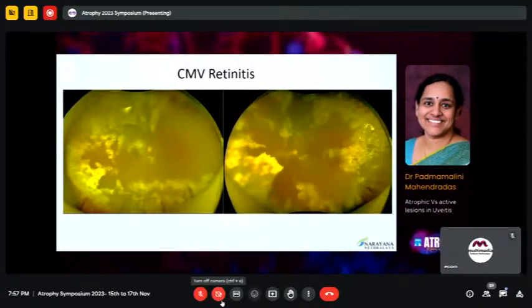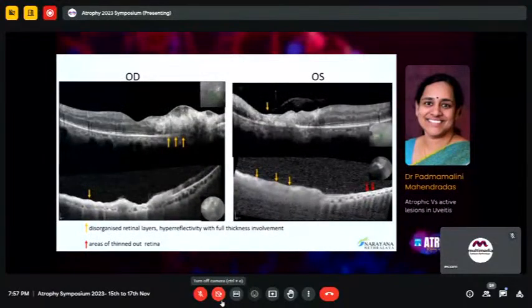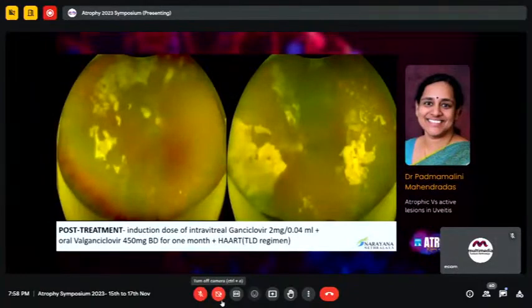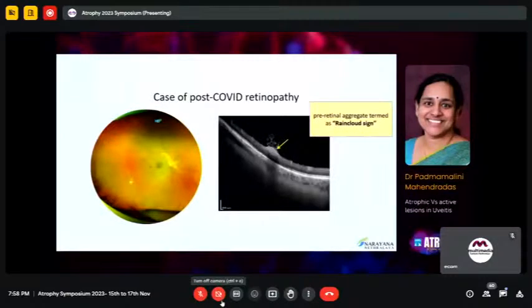Next comes CMV retinitis, where we see the necrotizing retinitis in both eyes. OCT shows disorganized retinal layers with hyperreflectivity with full thickness involvement and thinned out retina. Following treatment, we could see the resolving retinitis. OCT shows thinned out retina in healed retinitis cases.